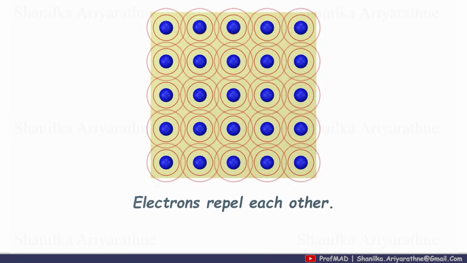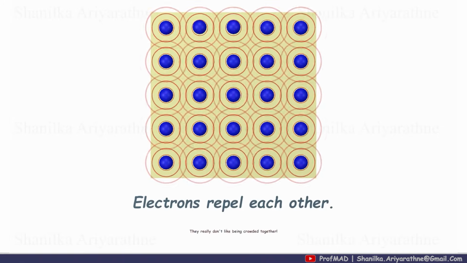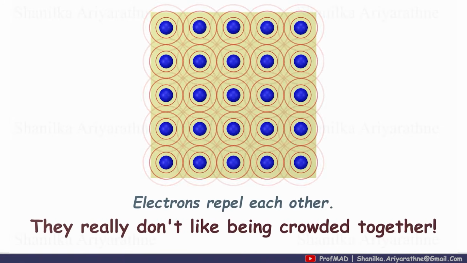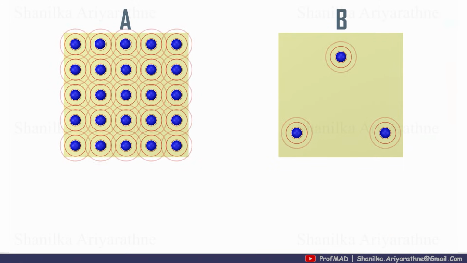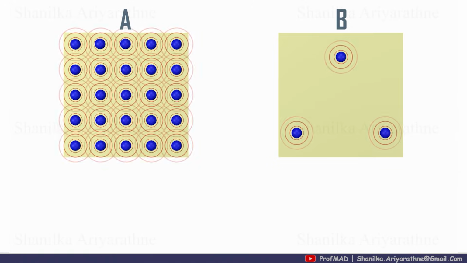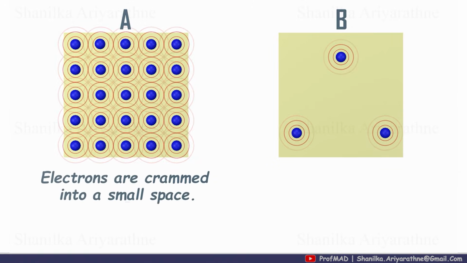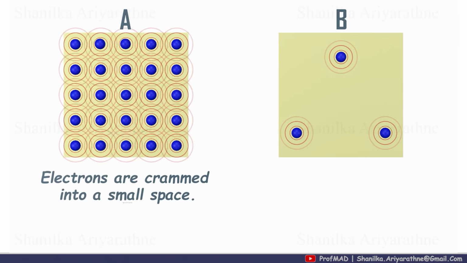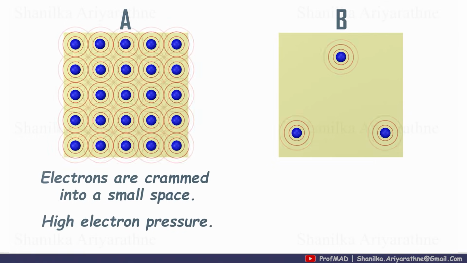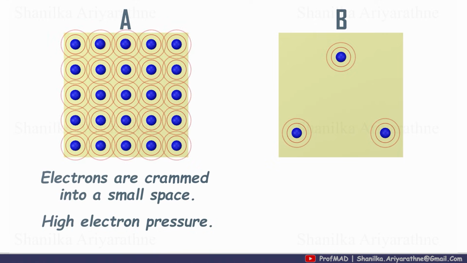Remember how we said that electrons repel each other? They really don't like being crowded together. So imagine we have two areas. Let's call them Area A and Area B. In Area A, the electrons are packed in tightly, bumping into each other like people crammed into an elevator during rush hour. They're not happy. There's a lot of electron pressure building up.